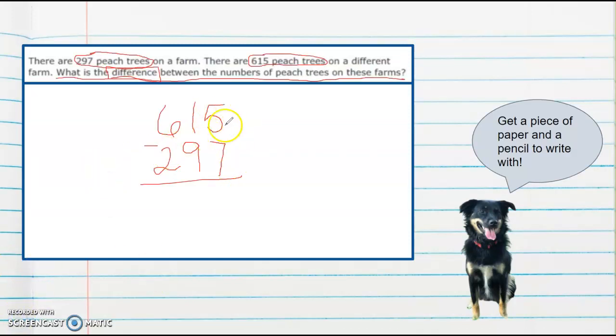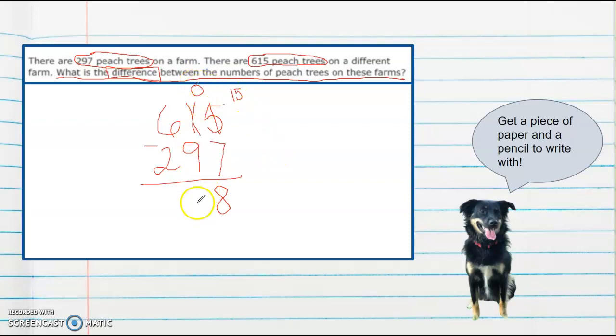We're going to start in the ones place. 5 minus 7. So I don't have enough to take 7 away from 5 because 5 is smaller. So I'm going to go over here and borrow from the 1. When I borrow from the 1, remember I'm taking 1 away, so my 1 turns into a 0. The 1 that I borrowed from over here changes my 5 to a 15. So now I can subtract 15 minus 7 is 8.